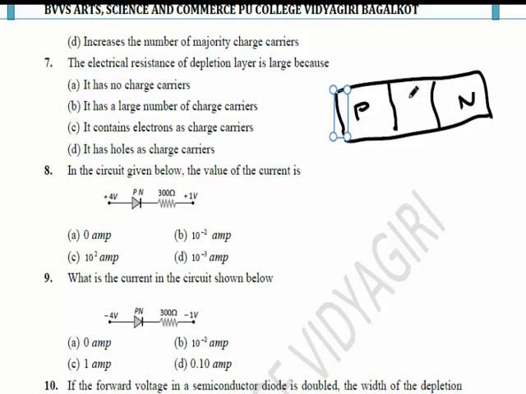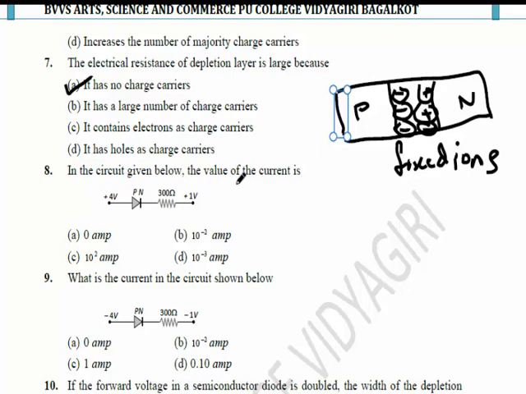So we know that the depletion layer has fixed ions, negative ions and positive ions. Due to these fixed ions, the charge carriers will not cross this junction. So the correct option is that it has no charge carriers, only fixed ions. The fixed ions are present, so there are no charge carriers. So the option is A. So next, eighth question.